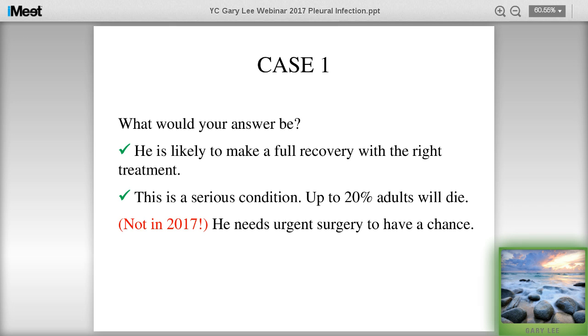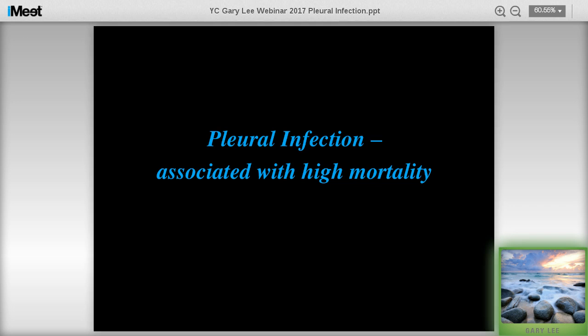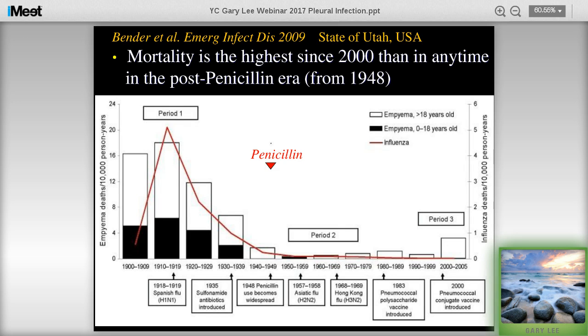I think in the year 2017, I'm very glad that no one actually said that he needs urgent surgery, because increasingly our medical management is now getting very good and very few people need to go to surgery, at least in our unit. But we did need to recognize that pleural infection is still a very significant disease and is associated with very high mortality.